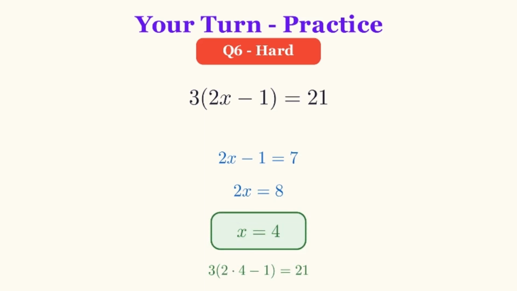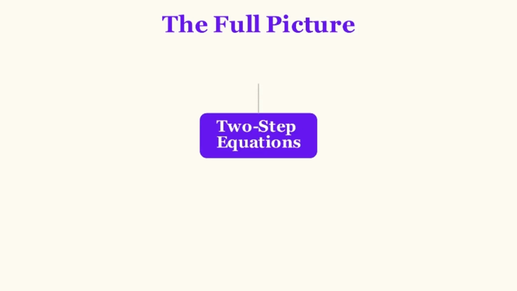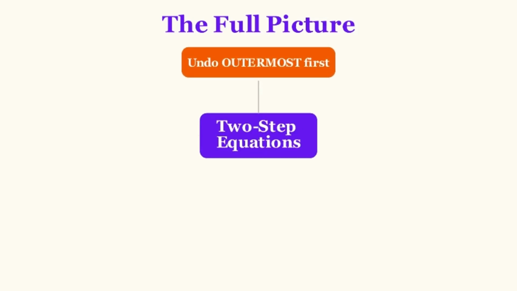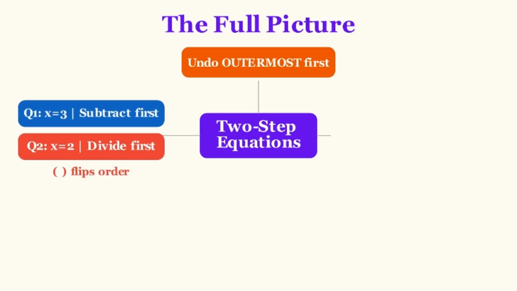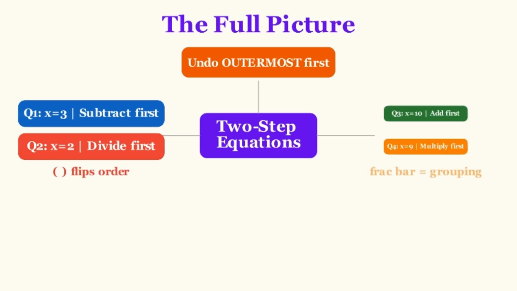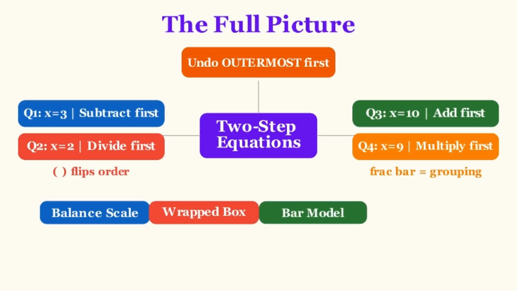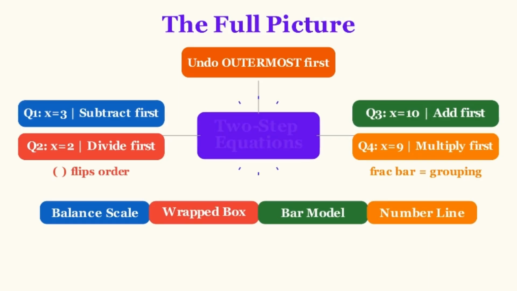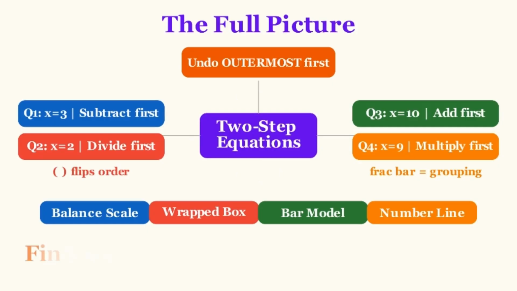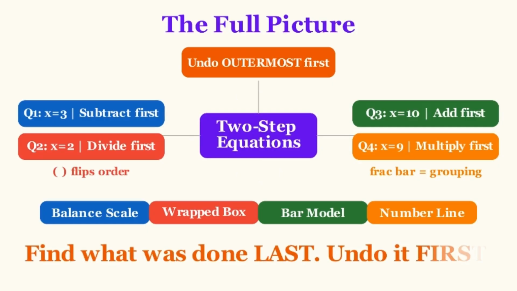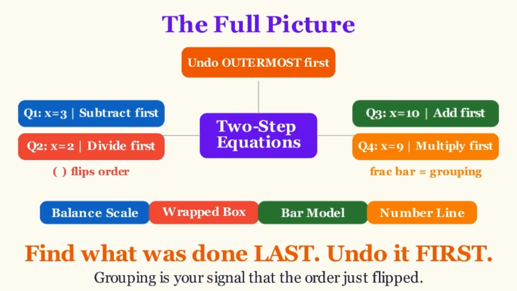So how many did you get right? Let's bring it all together. 2-step equations. One rule: undo the outermost layer first. Equation 1, x equals 3, subtract first. Equation 2, x equals 2, divide first. The parentheses flipped the order. Equation 3, x equals 10, add first. Equation 4, x equals 9, multiply first. The fraction bar flipped that one too.